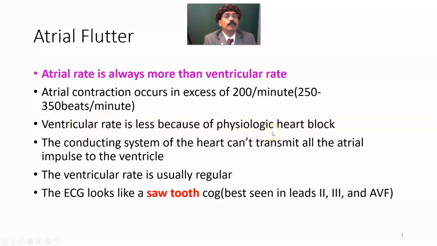This happens because there is a refractory period in the AV node, so not necessarily all the atrial impulses will go to the ventricle. The conducting system of the heart cannot transmit all the atrial impulses to the ventricle. The ventricular rate is usually regular.